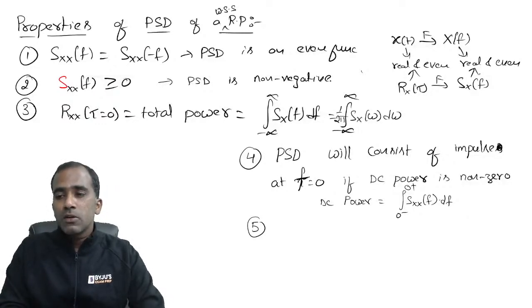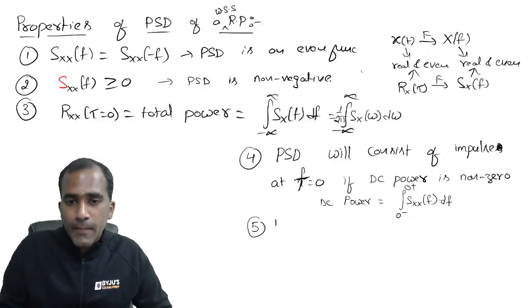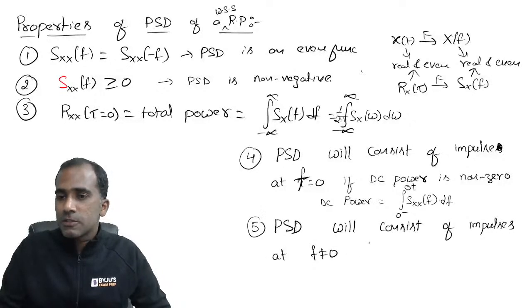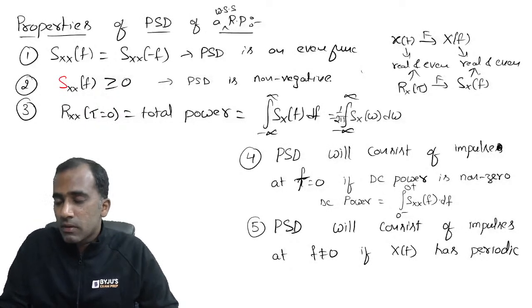If periodic components are present in the autocorrelation, then the power spectral density will have the Fourier transform of those periodic components. The Fourier transform of periodic components will result in impulses at non-zero locations, at f not equal to 0. The PSD will consist of impulses at f not equal to zero locations, if the random process X of t has periodic components like e power j omega naught t, cos omega naught t, sin omega naught t kind of components.